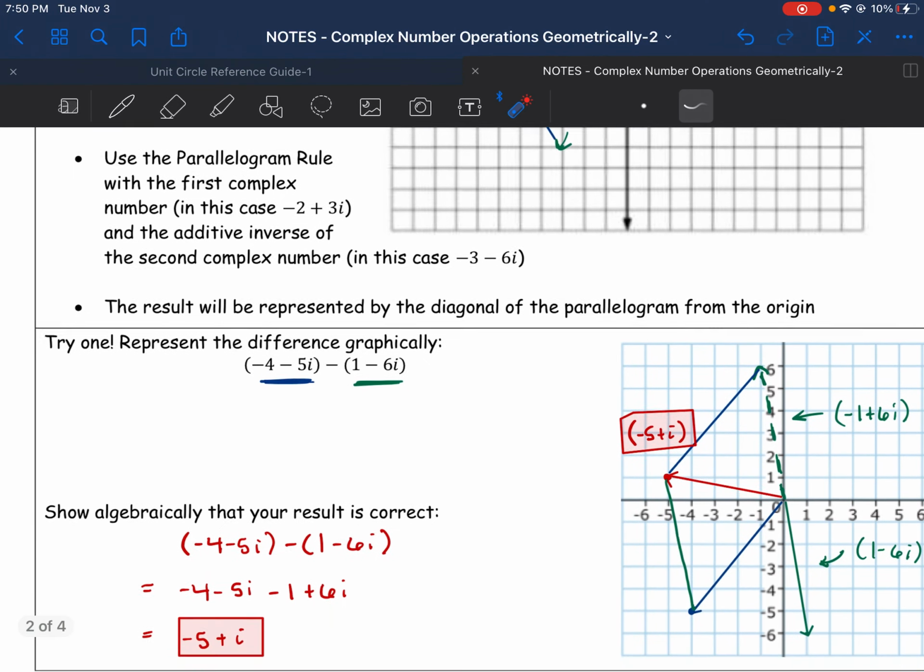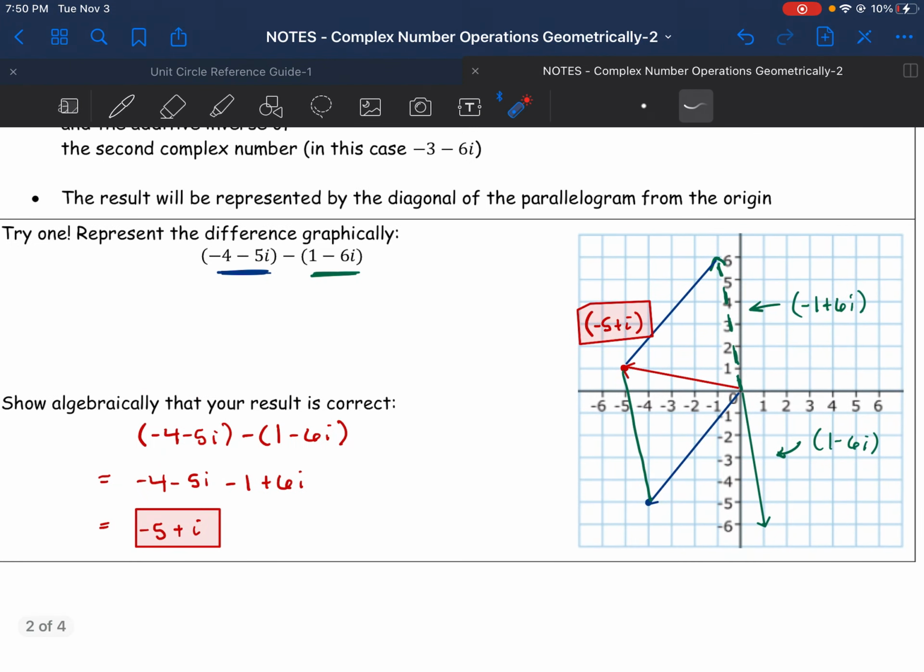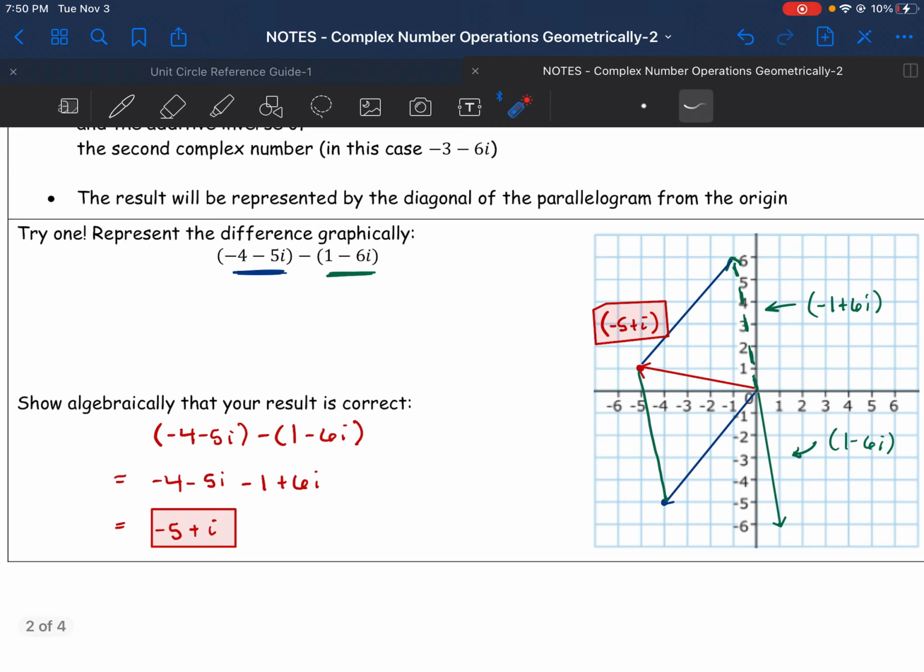Okay. Here's another try one example. You can go ahead and pause and try it and unpause and see if you got it right, or you can just follow along with us. But the second example, we want to take negative 4 minus 5i, which I represented here in dark blue, minus the complex number 1 minus 6i, which I represented here in dark green.